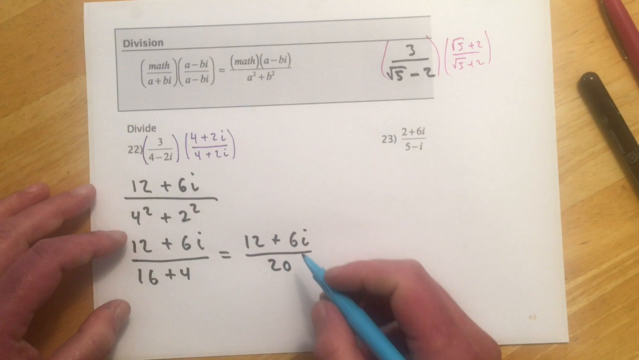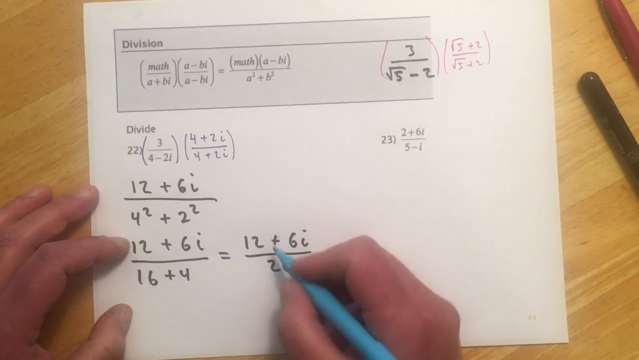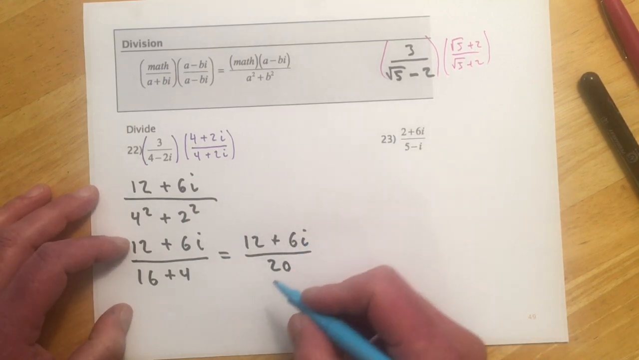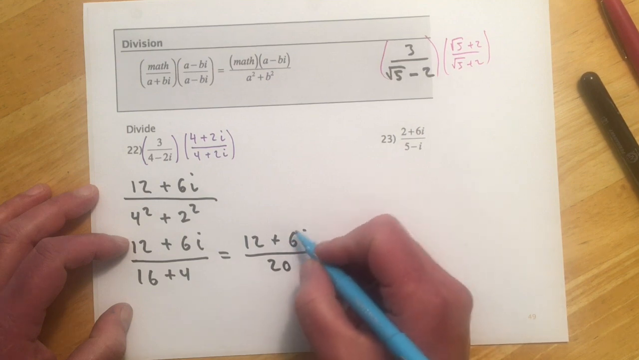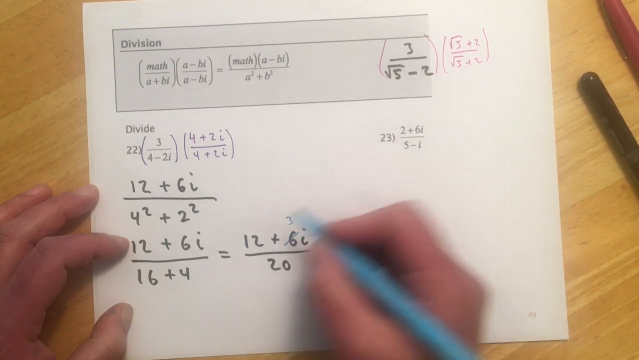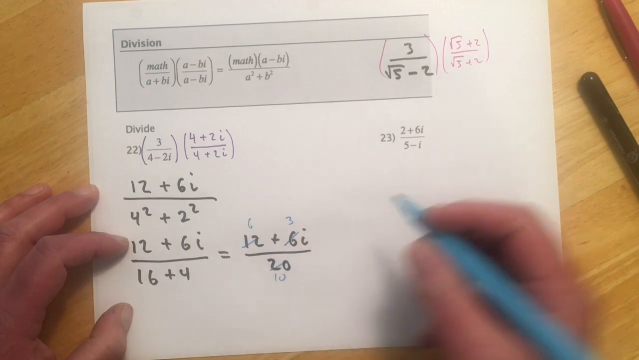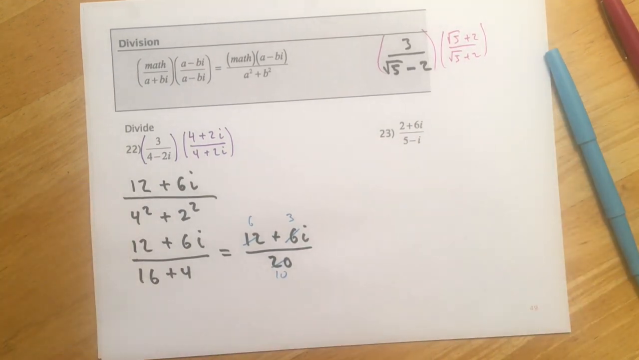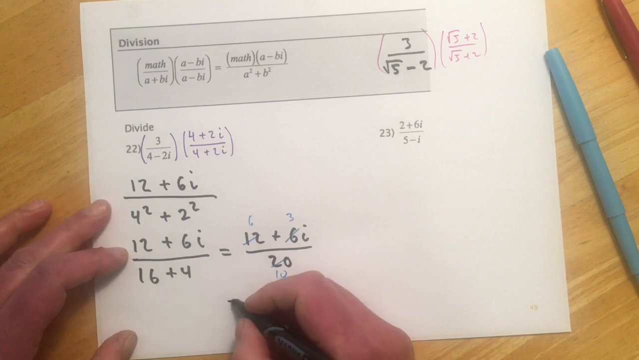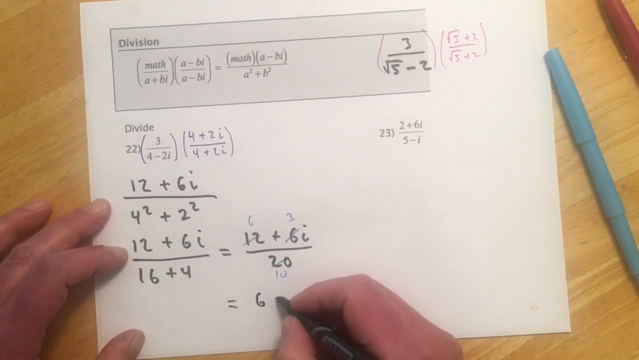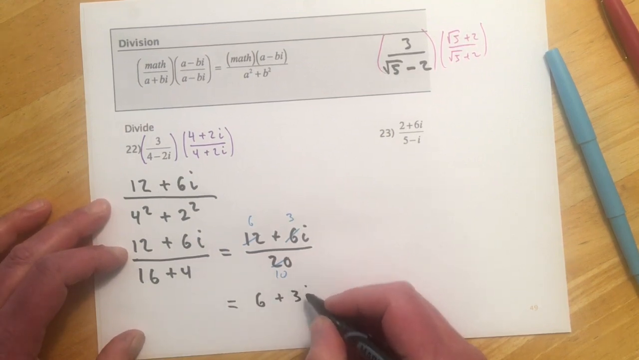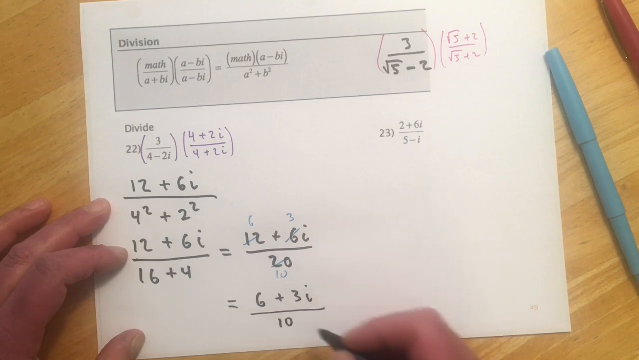So since we're looking for this version, the biggest number that goes into all three numbers is going to be 2. And so I think of it as 2 goes into 6 3 times, 2 goes into 12 6 times, 2 goes into 20 10. And so then my final on that will be 6 plus 3i over 10.